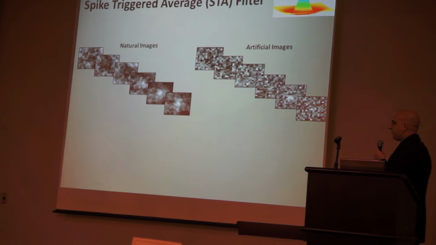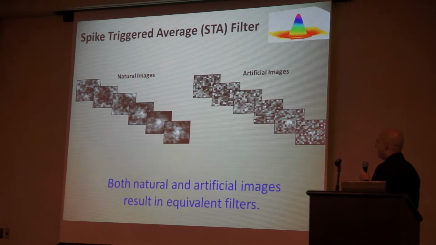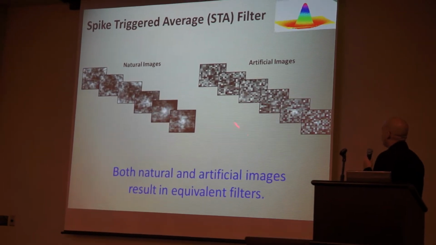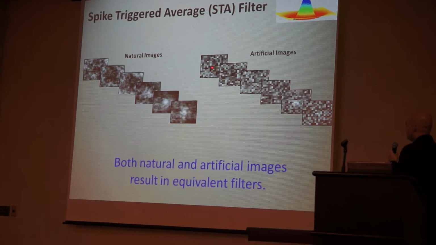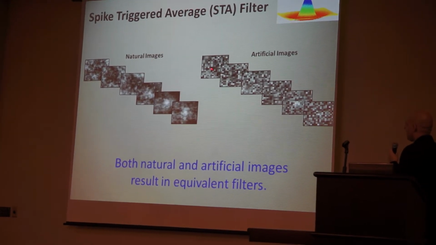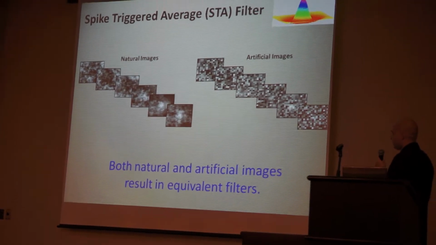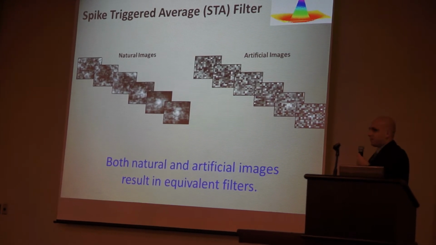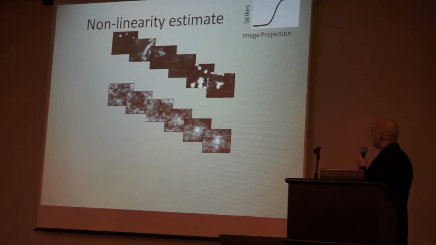And when I repeat this calculation with artificial images, the trend remains, where you can still see that the RGC likes dark objects turning into bright objects presented at the center of its receptive field. So in conclusion, the filter is not the problem. The filters work the same for natural and artificial images.